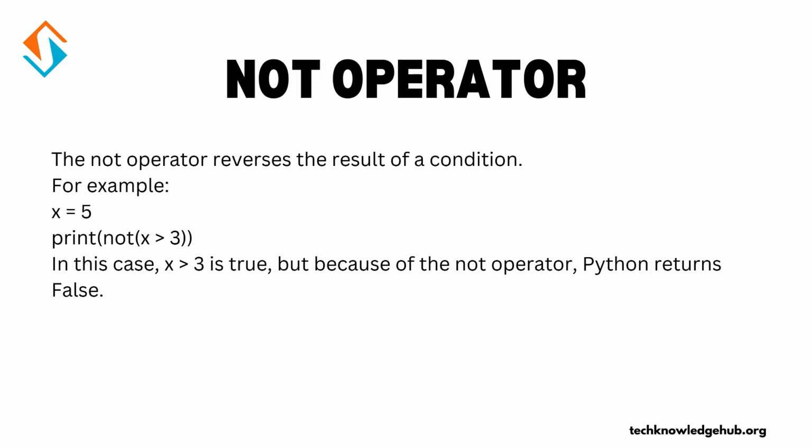Third is the NOT operator. The NOT operator reverses the result of a condition. For example, x is equal to 5. Type print(not x > 3). In this case, x greater than 3 is true, but because of the NOT operator, Python returns false.